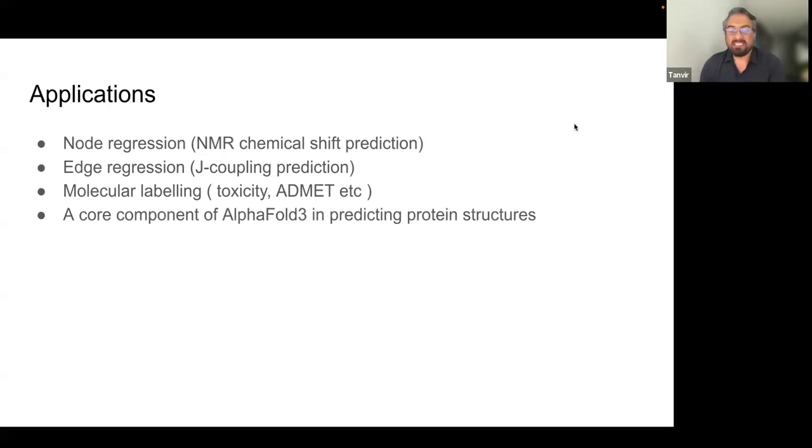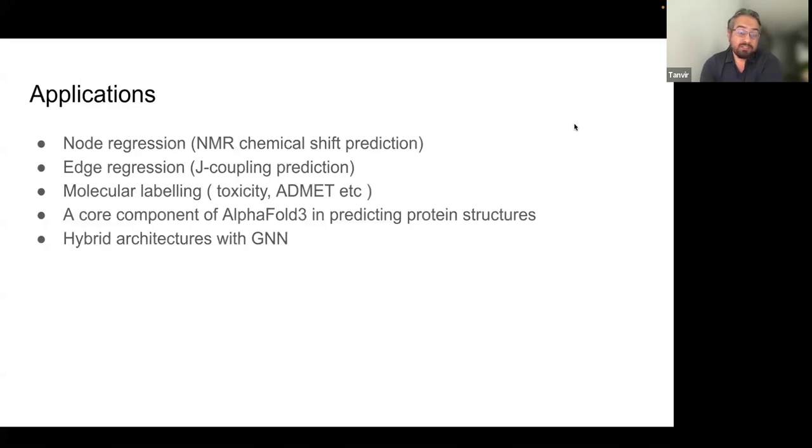And recently it has been used heavily. It is actually a core component of AlphaFold 3 in predicting protein structures, where protein residues are given XYZ coordinates, and the target of GNNs inside AlphaFold 3 is to predict where in the spatial coordinate system that protein resides, like mainly predicting XYZ in protein structures.